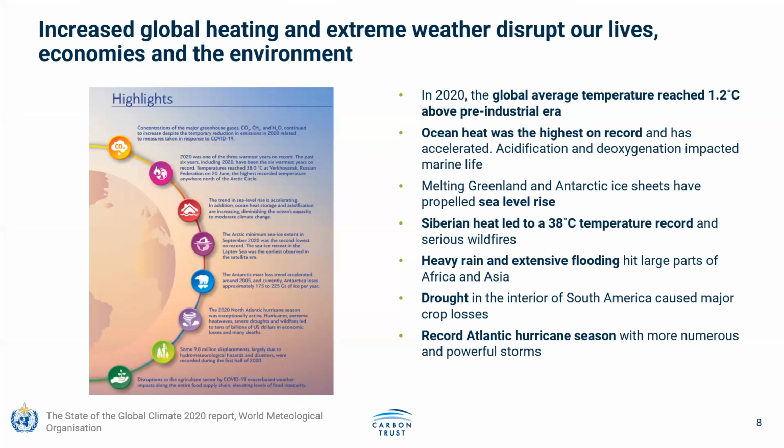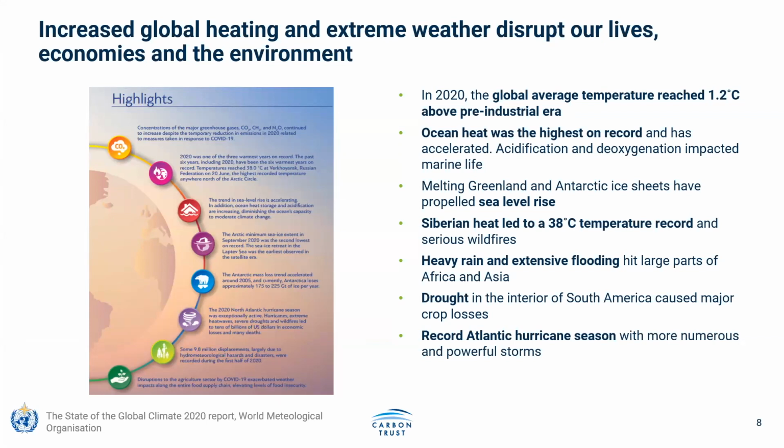They publish every year a report called The State of the Global Climate. And this is inside the cover page, just the highlights of that report, and just picked out a few significant things. So the challenge we have is actually, global average temperatures have reached 1.2 degrees above pre-industrial era level. And the knock-on effects of that, we have increased ocean heat, melting of the ice sheets, giving rise to sea level rise.